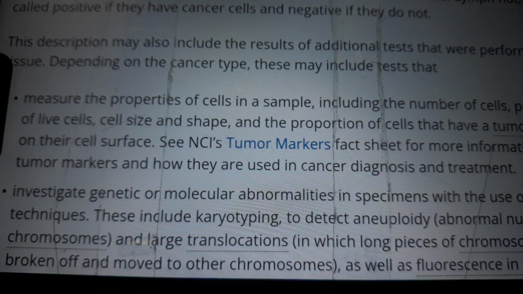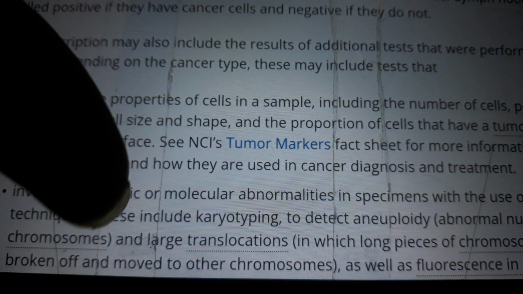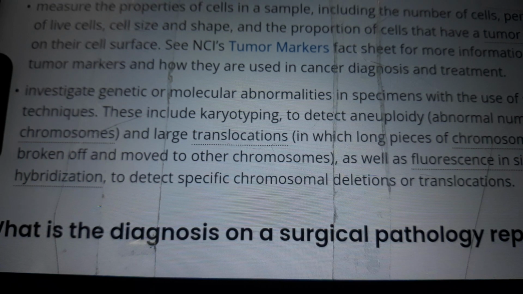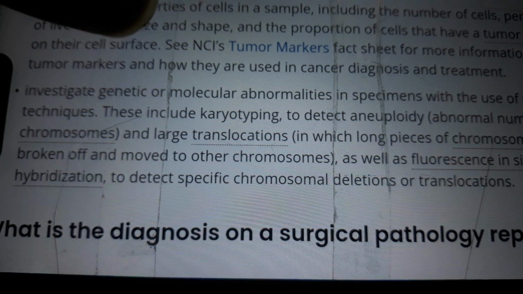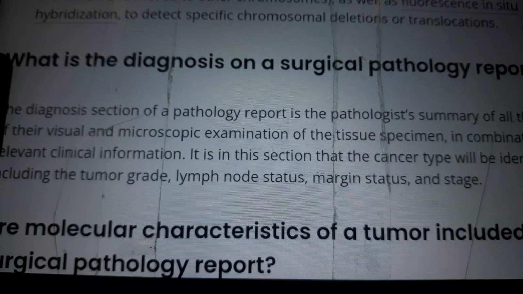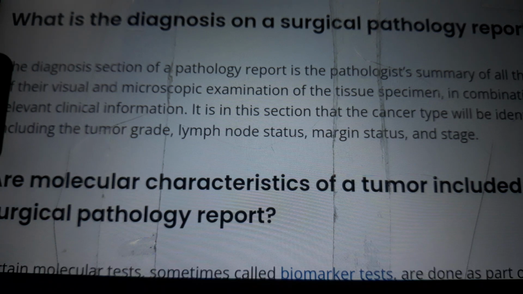So this description may also include the results of additional tests that were performed on the tissue, depending on the cancer type. That includes tests that measure the properties of cells in a sample, including the number of cells, percentage of live cells, cell size and shape, and the proportion of cells that have a tumor marker on the cell surface. For this, we need to see the tumor markers, which is already dealt with. Investigate genetic or molecular abnormalities in specimens with the use of specific techniques. These include karyotyping to detect aneuploidy, abnormal numbers of chromosomes, and large translocations in which long pieces of chromosomes are broken off and moved to other chromosomes, as well as fluorescence in situ hybridization to detect specific chromosomal deletions and translocations. What is the diagnosis on a surgical pathology report?